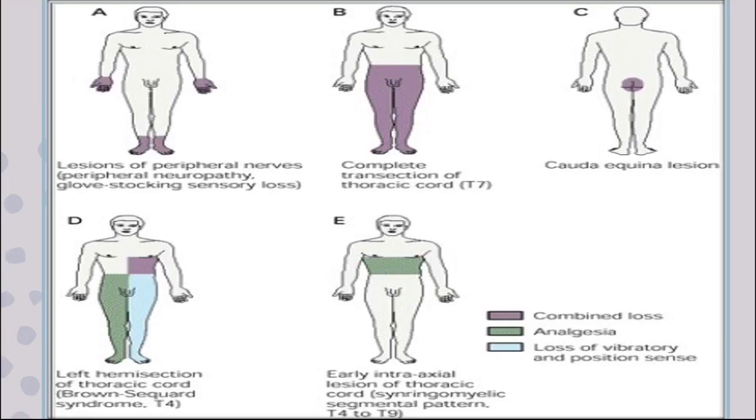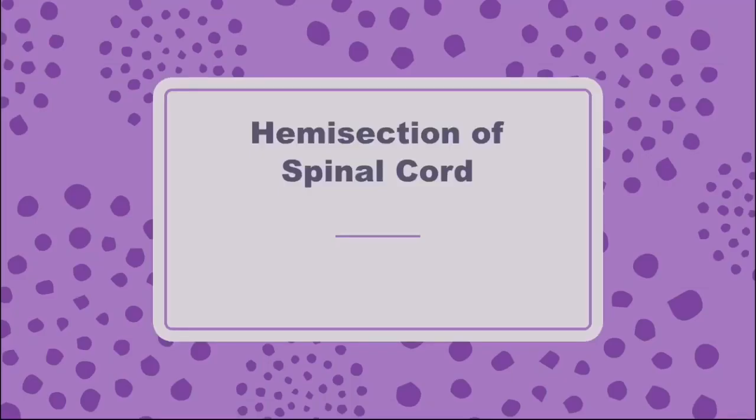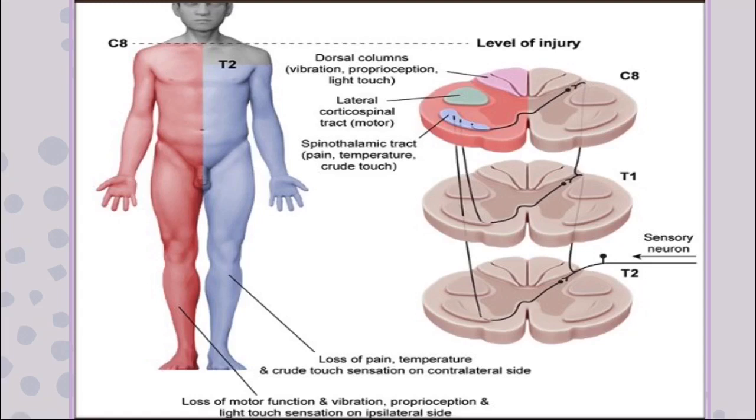Now coming to hemisection of the spinal cord. It will lead to features, and that collection of symptoms is called Brown-Sequard syndrome. So in this diagram, the level of the injury is C8, as shown over here. Then on this side, there will be entire loss of the motor function. Then there will be loss of dorsal column pathway sensation, that is vibration, proprioception and light touch sensation, on the ipsilateral side.